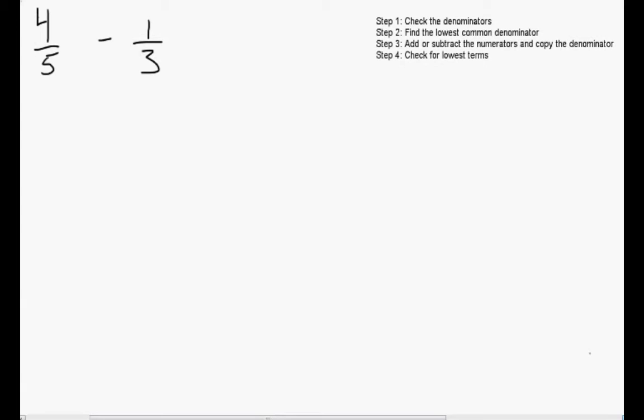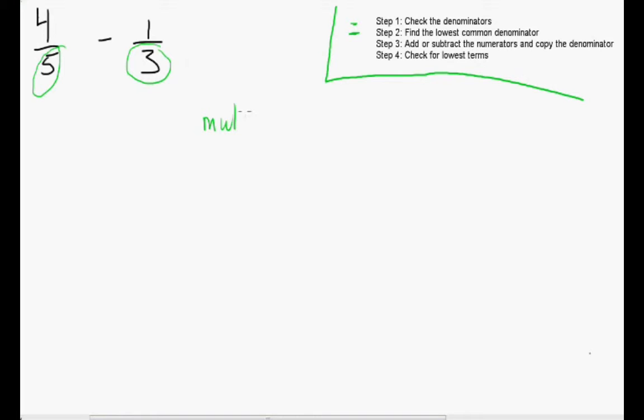Let's take a look at this example. Here we have 4 over 5 subtract 1 over 3. I've included our method here in the corner so we can reference it. First step in our method is to check and see whether the denominators are equal. Here we can see we have 5 and 3, so they are not equal. So we're going to have to go to step 2, which is finding the lowest common denominator.